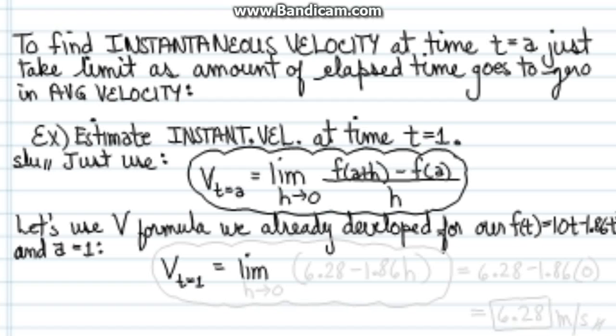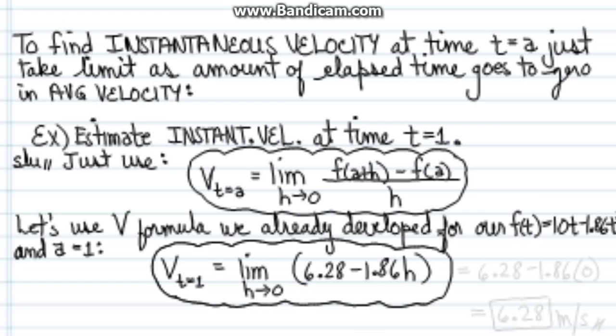So our instantaneous velocity at t equals 1 is equal to the limit as h approaches 0 of 6.28 minus 1.86h. Now the 6.28 minus 1.86h is just a polynomial in h, which means we can do a direct substitution for the limit. Let h equal 0, simplify, and we get 6.28 meters per second. So what that says is that at the exact moment t equals 1 second, this object is moving at a velocity of 6.28.